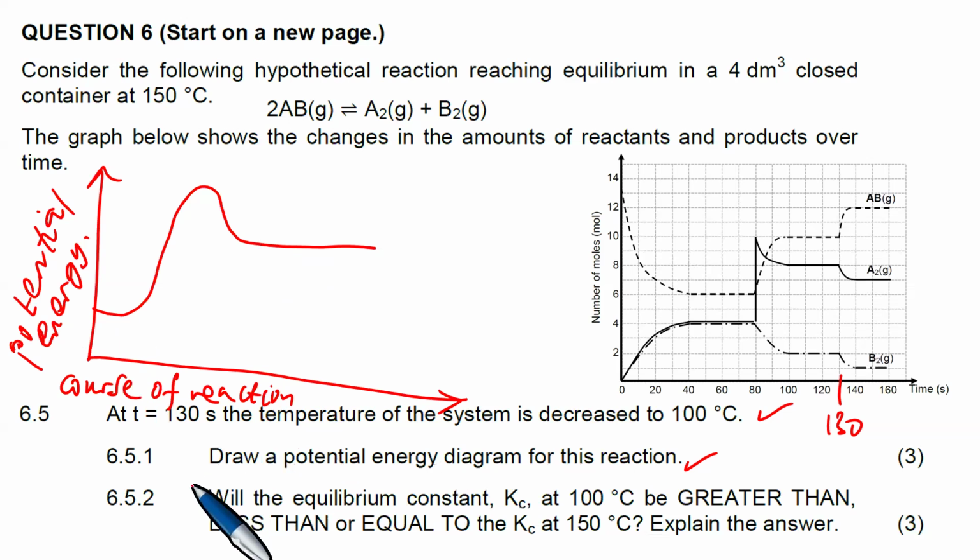What are you able to see? We are saying that the temperature is decreased, because it was initially 150 degrees Celsius, but now it is dropped to 100 degrees Celsius. What we are able to see is that the potential energy of the products is higher than the potential energy of the reactants. So the reactants will have a lesser potential energy.